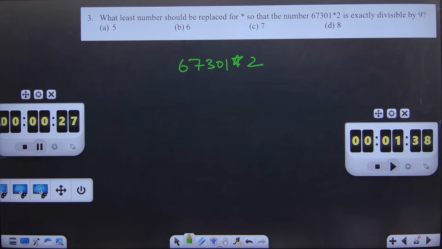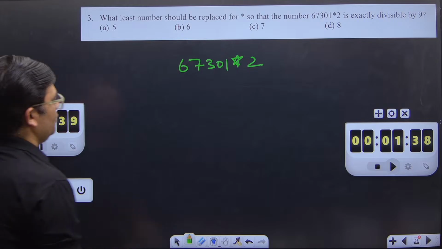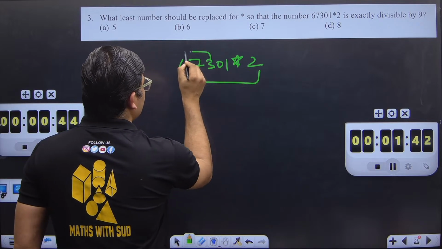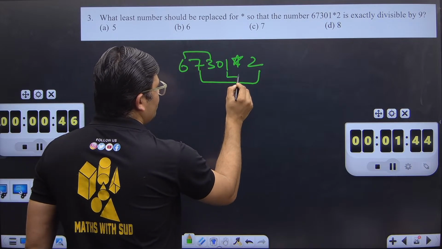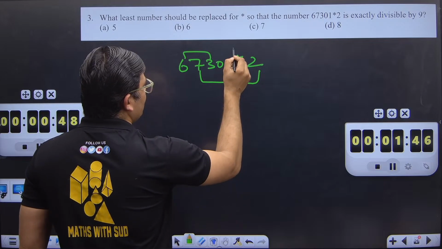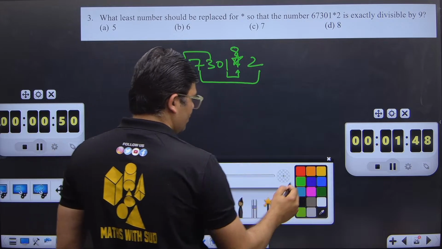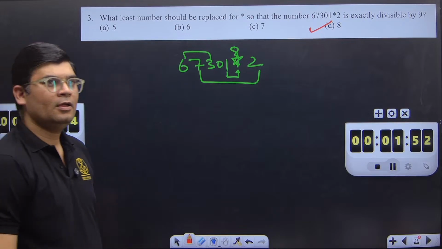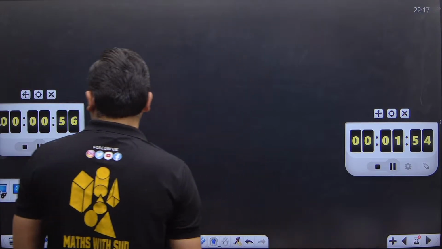Okay, so sir 7 plus 2, 9. So, just check it. 7 plus 2 is 9. 6 plus 3 is 9. Plus 3 is 9. So what should be added to 1 to make it 9? 8. So the answer is 8. Understood? Moving on to the next question.